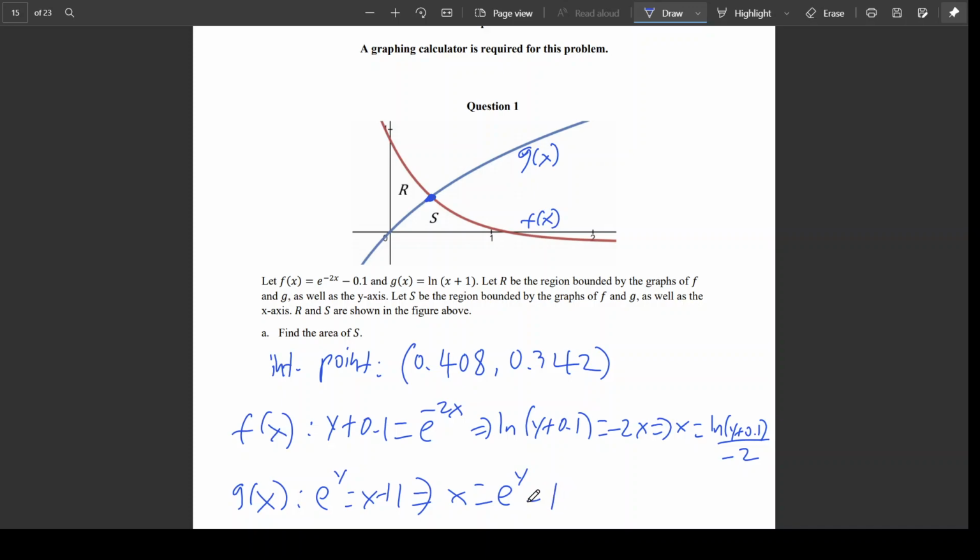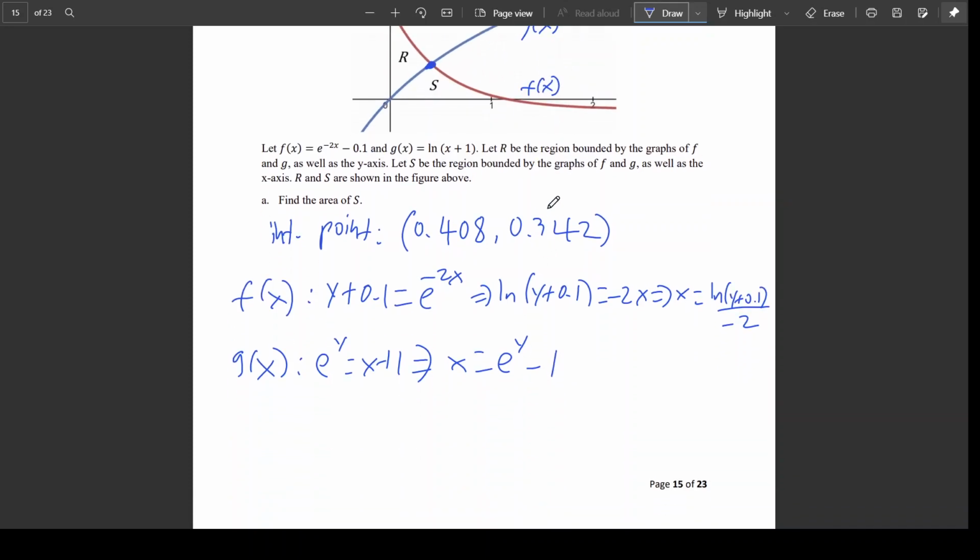Now that I have that set up, f of x is my right curve and g of x is my left curve. So when I set up my integral, which is the integral of the right curve minus the left curve, the right curve is ln of y plus 0.1 over negative 2, minus the left curve, which is e to the y minus 1, dy.